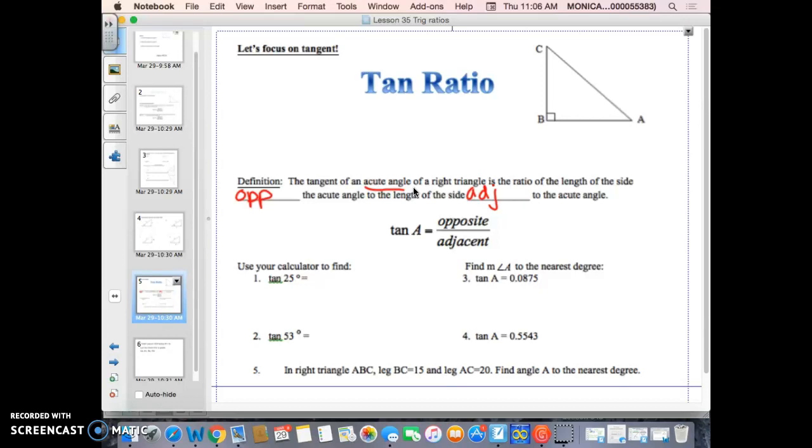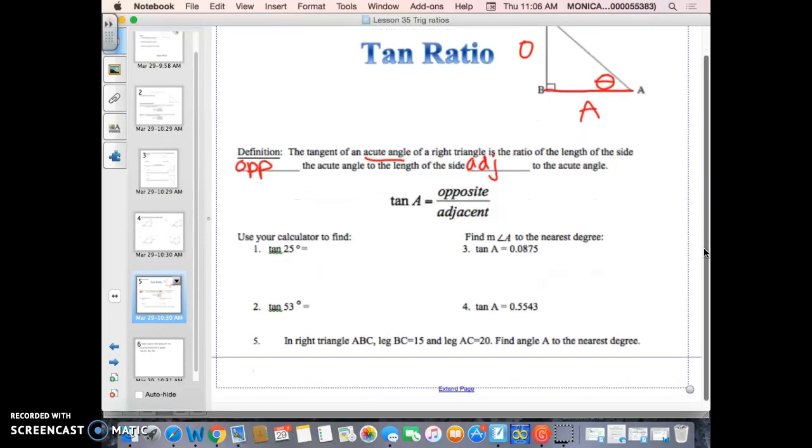So what do I mean by this? If tangent A, if this is what we're looking for, that would mean you have the opposite side here, and because this shares a side, that would be what we call the adjacent side. Use your calculator to find these, so you're going to hit tangent 25, and then you hit the equal sign, and you will arrive at a number. And the number you arrive at is 0.4663.